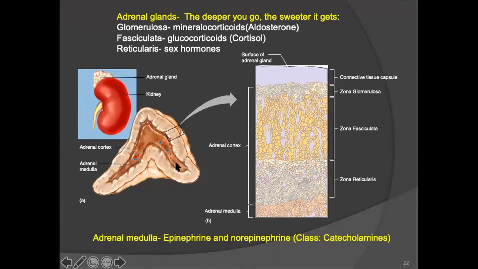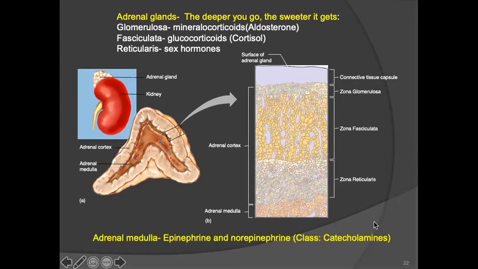For this part, the reason it's so tricky is because there are 3 portions to this cortex. And for every portion, you have to know the class of the hormone and the specific hormone. And that's it. For the medulla, same thing. You'll need to know the class and the specifics. So this middle part here is the adrenal medulla.